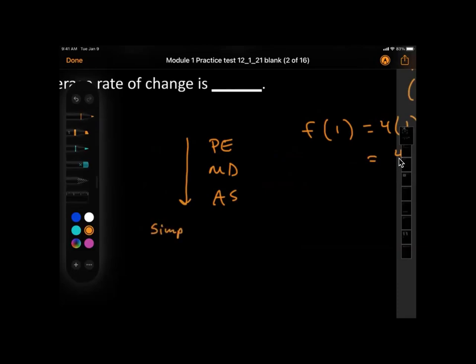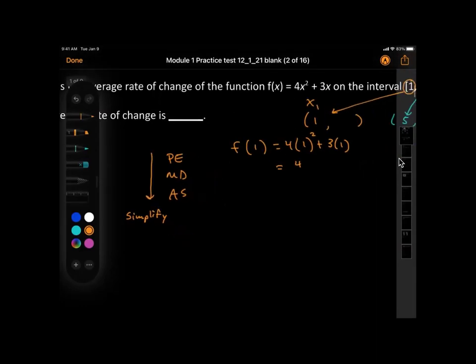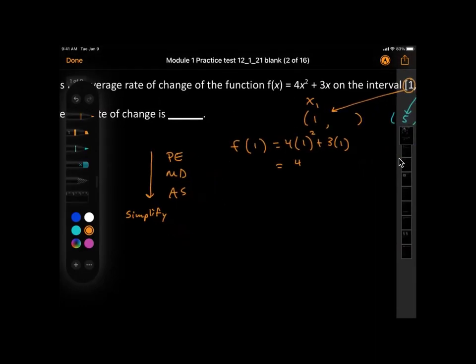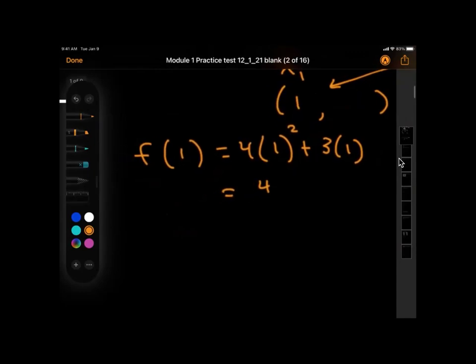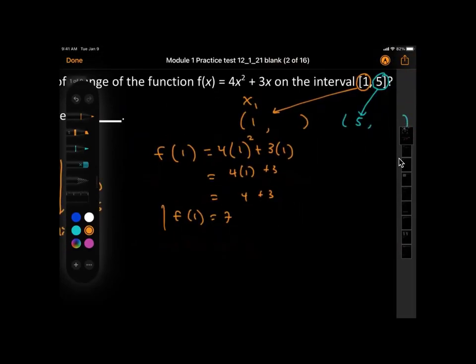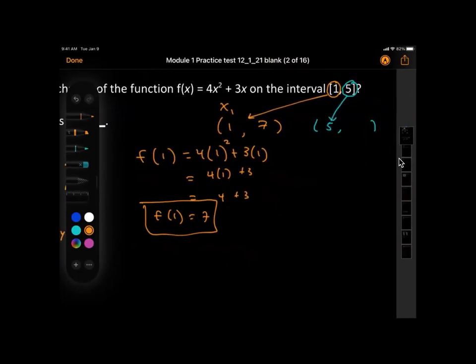And what I'm writing here is you simplify going down. So we're going to do parentheses or exponents first. So that would be 1 squared, which is 1. And 4 times 1 is 4. 3 times 1 is 3. And 4 plus 3 is 7. So you have f of 1 equals 7. What does that mean? It just means that your output, your answer, is 7. 1, 7 is the answer I'm looking for.